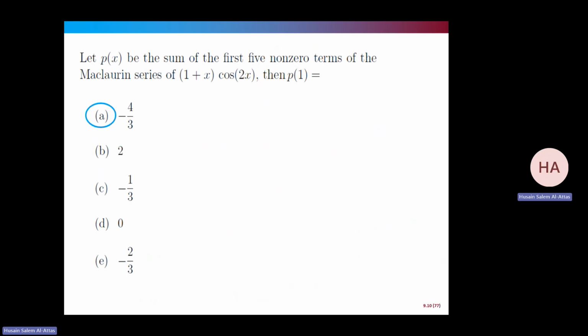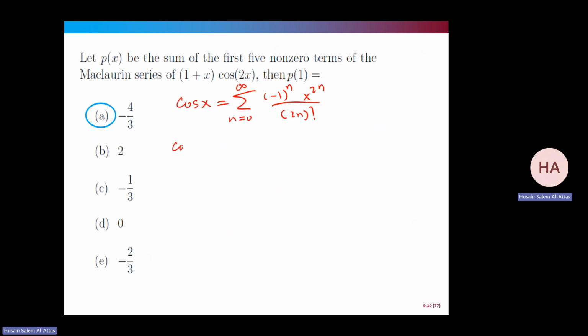Let P of x be the sum of the first five non-zero terms, then find P at 1. Okay. So I have cosine x to start with, sum n equals 0 to infinity, minus 1 to the power n, x to the power 2n over 2n factorial.